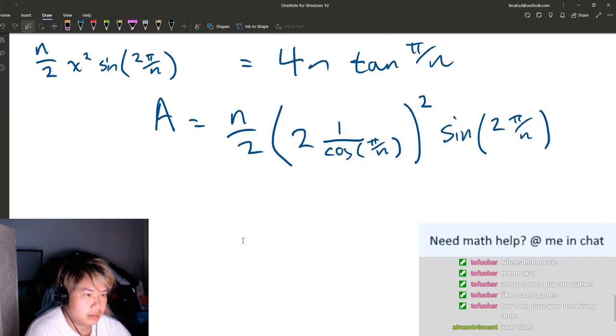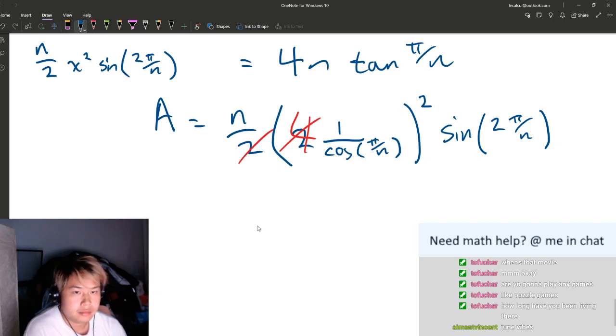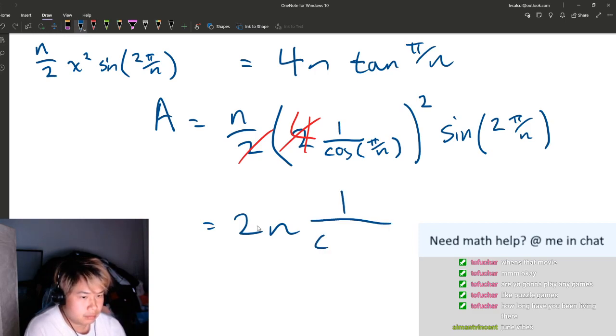Okay, this looks pretty straightforward. 2 squared is gonna be 4, right? And then 4 is gonna divide with 2, so you can get 2n. I'm gonna have a 1 over cosine squared pi over n. And then we're gonna use the double angle identity here.